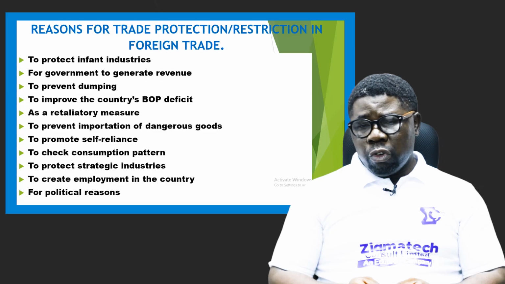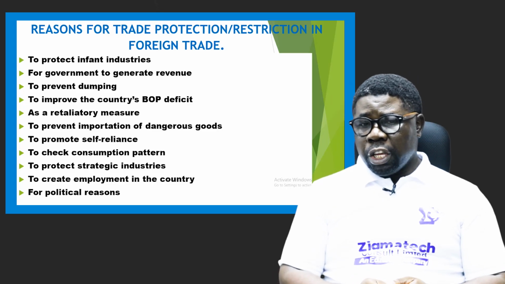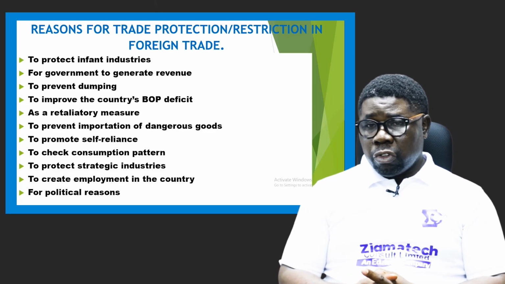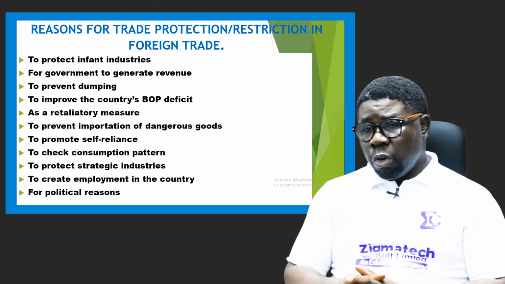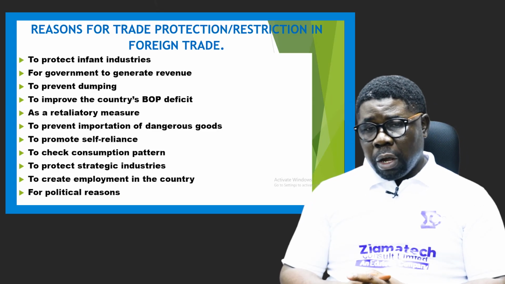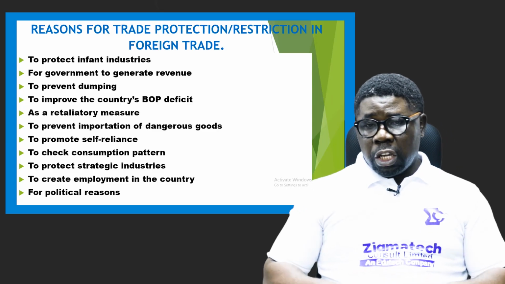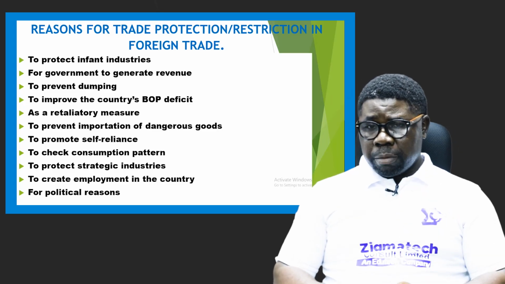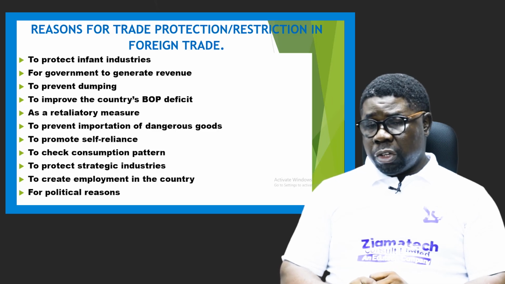Of course, governments want to reduce how people buy foreign goods, how they engage in the use of foreign goods. For that reason, they may also want to use restrictions on such a consumption pattern of foreign goods, to make it more locally consumed, or to encourage consumption of more locally produced goods. Such a case can be the reason why a government may engage in restriction of trade. Then, to protect strategic industries.